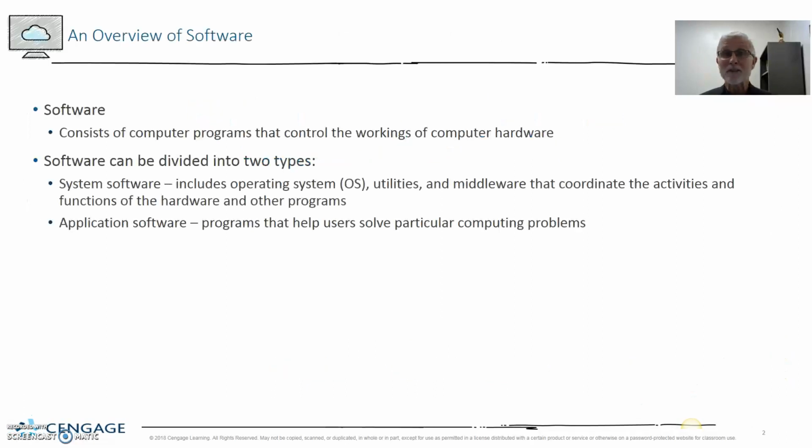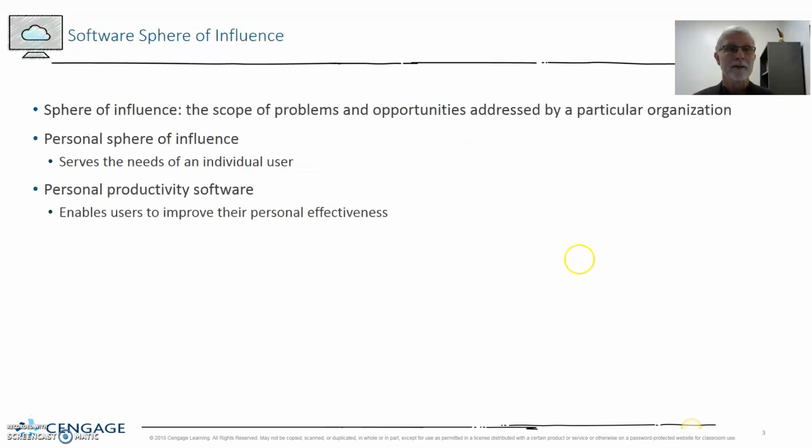Software consists of computer programs that actually operate the hardware. It can be divided into two areas, both system software and application software. System software includes operating systems, utilities, and middleware. Application software is the stuff that users use, and you're familiar with it because you're watching one right now on PowerPoint and on YouTube videos.